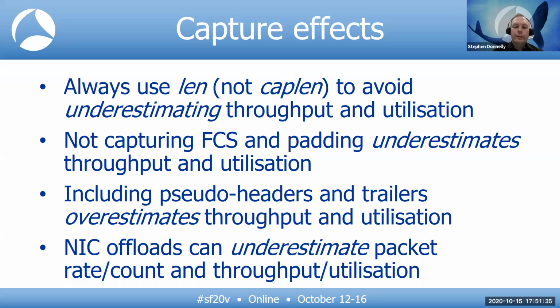And NIC offloads tend to underestimate the packet rate and count. So you might look at your switch, and your switch might say that it sent 100 packets, and then you look at your adapter statistics on your operating system, and it says it only received 80 packets. So were packets lost, or is it possible that receive offloads just meant that some of those packets were collapsed and delivered together as larger blocks?